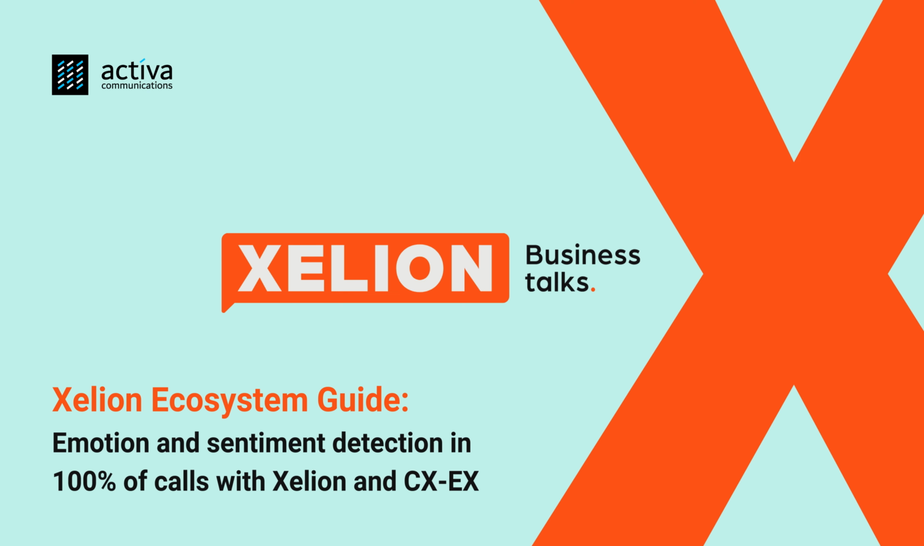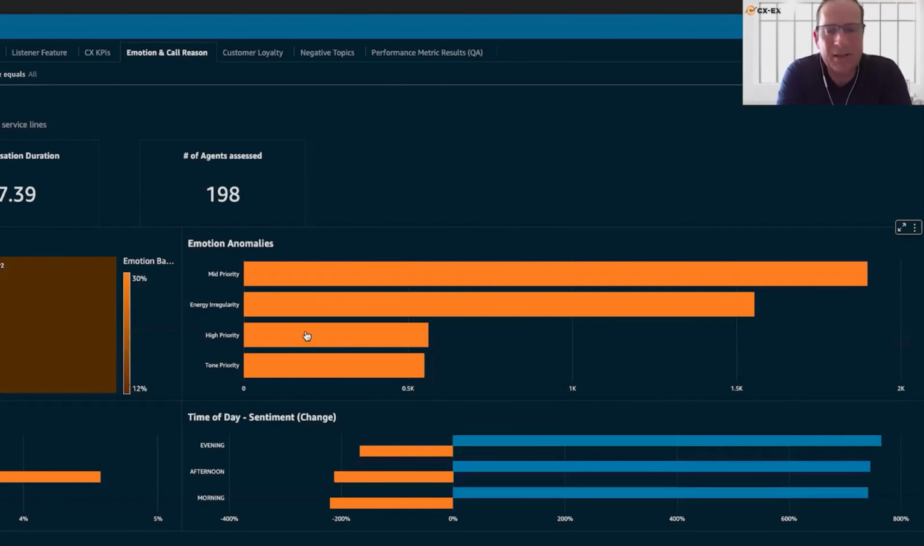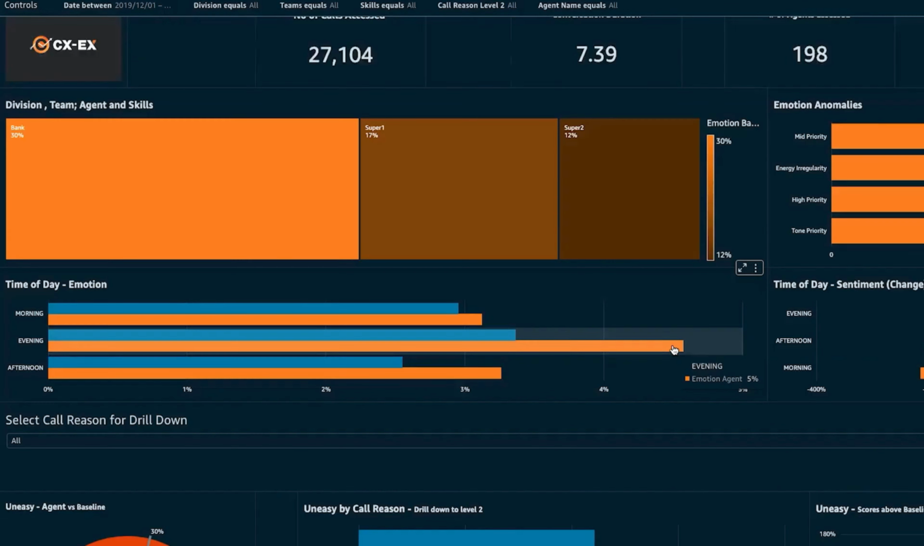Emotion is one of CX-EX's differentiators, and in this example, what we're showing across 27,000 calls is the different emotions that a customer or agent is showing by different call types or call reasons. We also have these emotion anomalies. So for example, we can quickly tag high priority calls that the engine has said should be reviewed by a QA agent. And also we look at different emotions during the day by the customer and the agent.